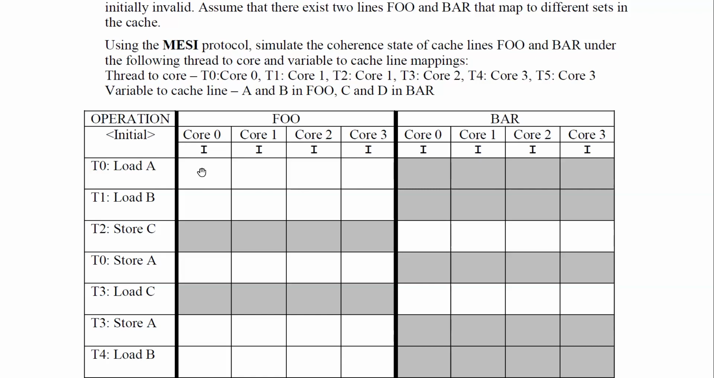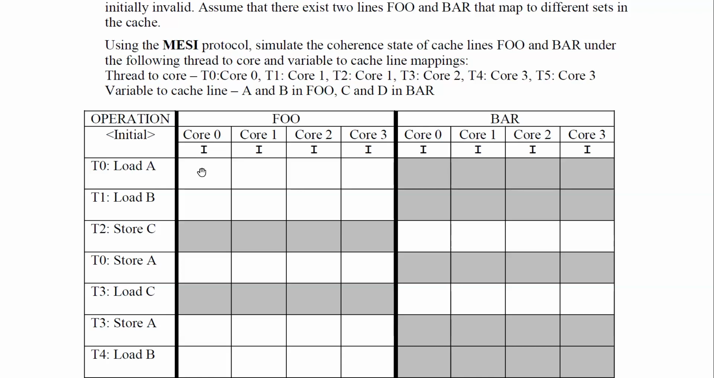The upgrade miss is going to go out. It is going to invalidate the other copy here. This is going to go S to I. This is going to get the permission to actually perform a write. It's going to do the store, goes to M.